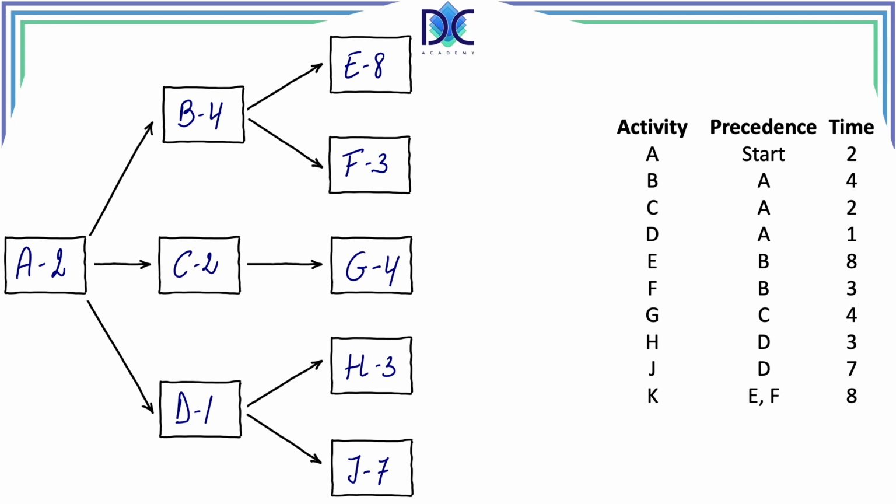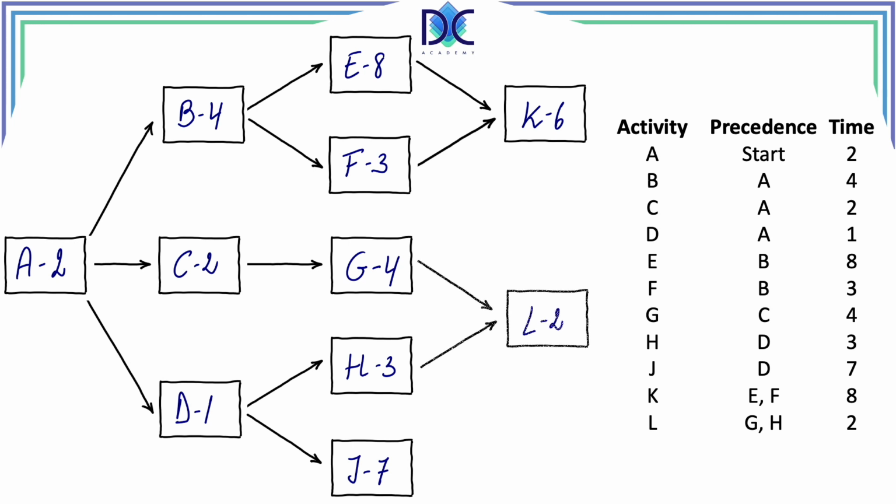Now we continue with activity K. Activity K has 2 predecessors, E and F. So we link K with E and F, and we have those 2 arrows going from E and F to activity K. We have the next activity L, which has 2 predecessors, G and H, with a duration of 2. So we draw this new activity and we link it with G and H. And finally, we have the last activity M with predecessor J and a duration of 3.